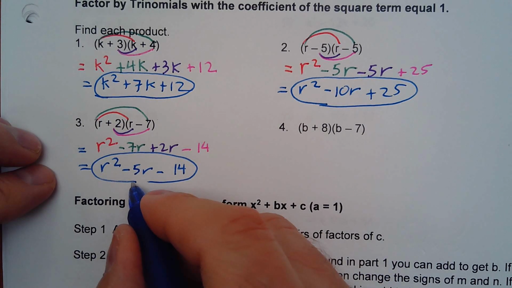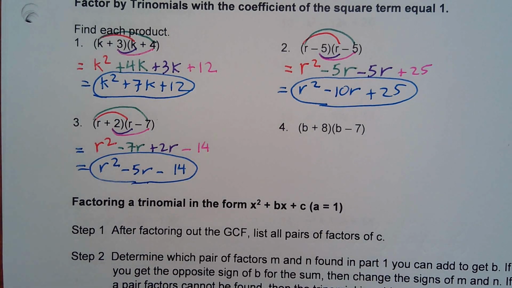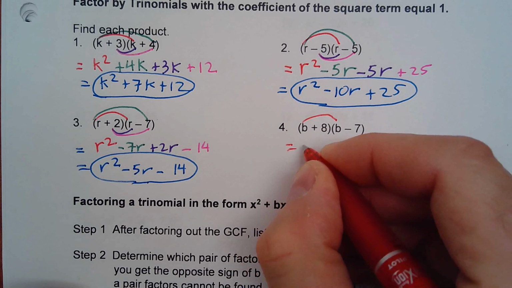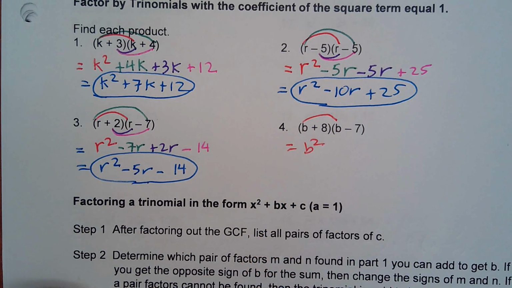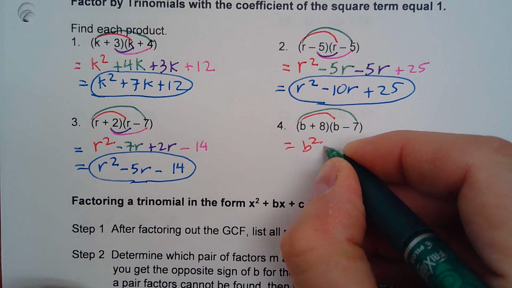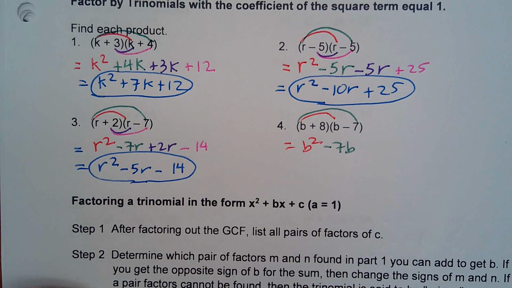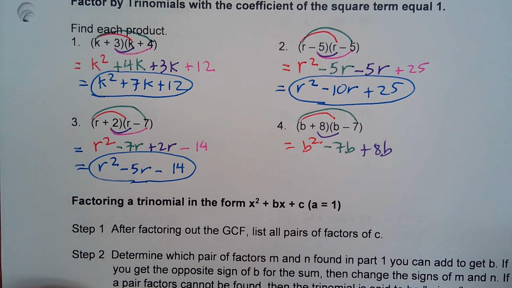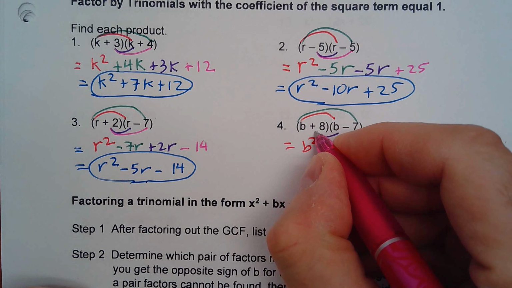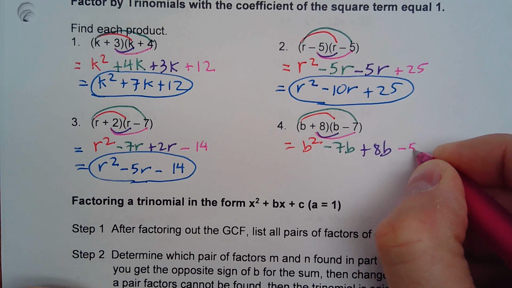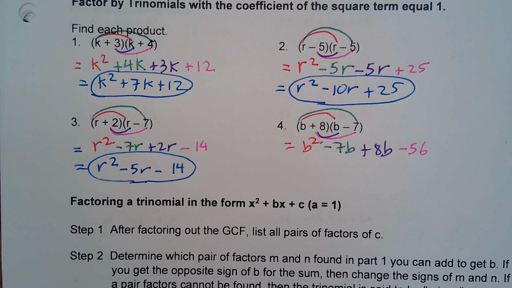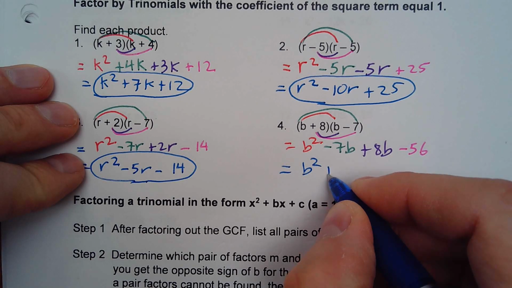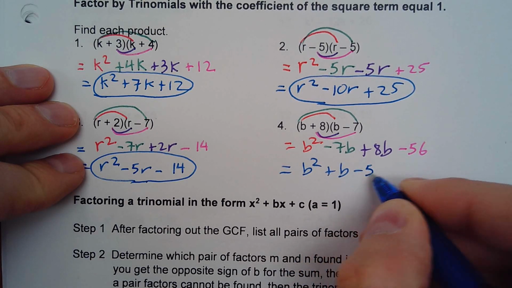And let's just do one more for good measure. So that gives me b squared minus 7b plus 8b minus 56. Combine like terms, that gives us b squared plus b minus 56.